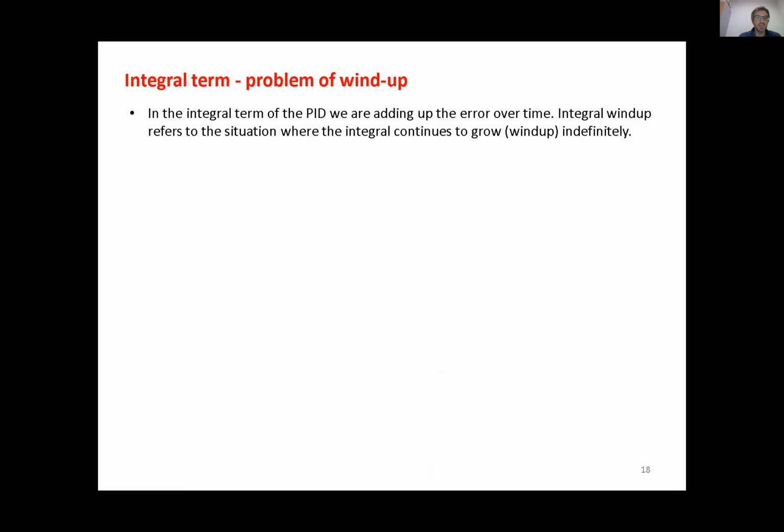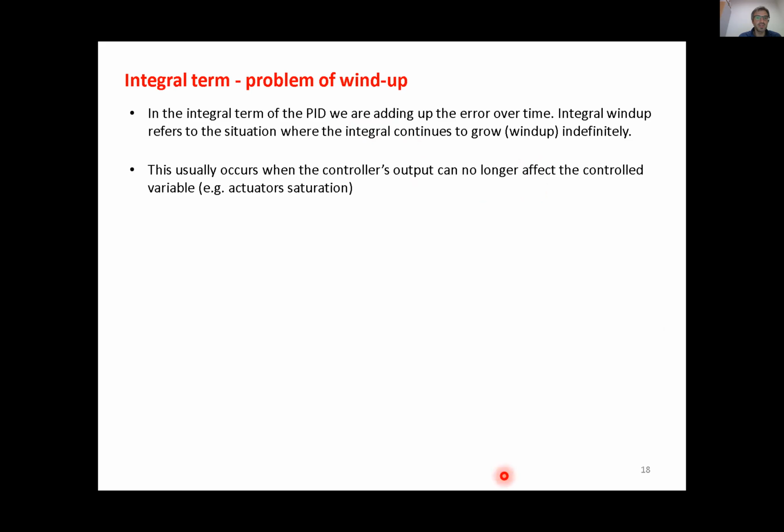An important issue that you might have whenever you have an integral term, and actuation with saturation, is the problem of wind up. We said that the integral term of the PID that we are adding is increasing over time. So the integral wind up refers to the situation where the integral continues to grow indefinitely. And this usually occurs when the controller output reaches the saturation. That is a situation where the controller output, the control variable, can no longer affect the controlled variable, for example, the position of our motor.